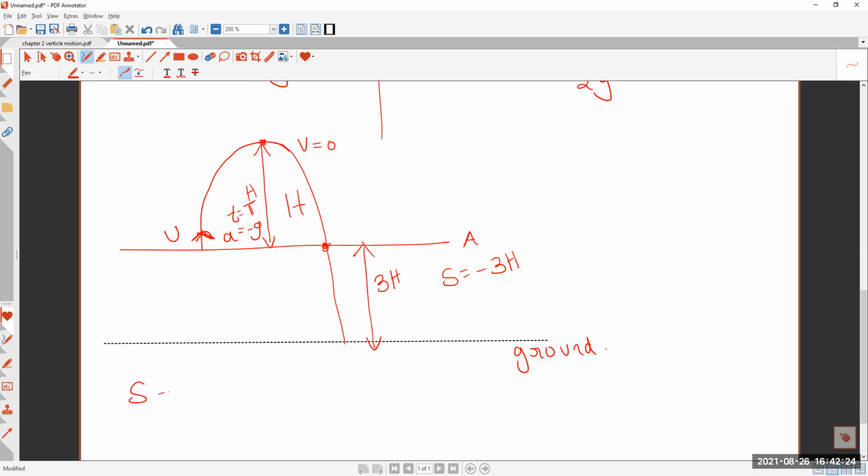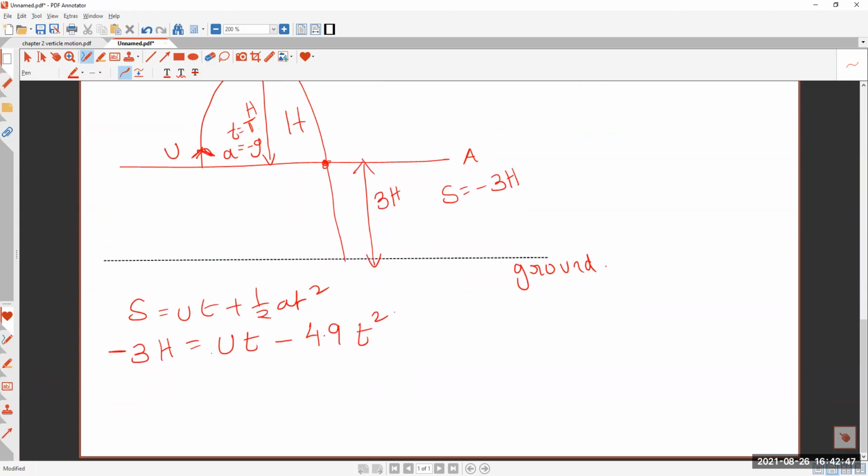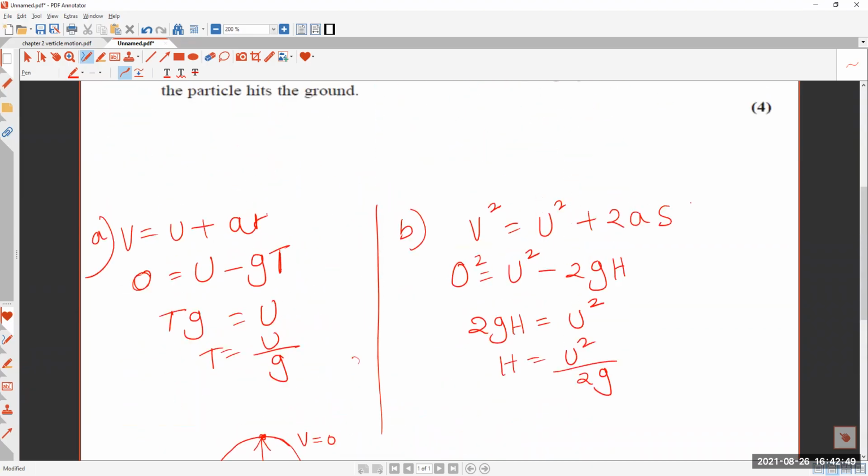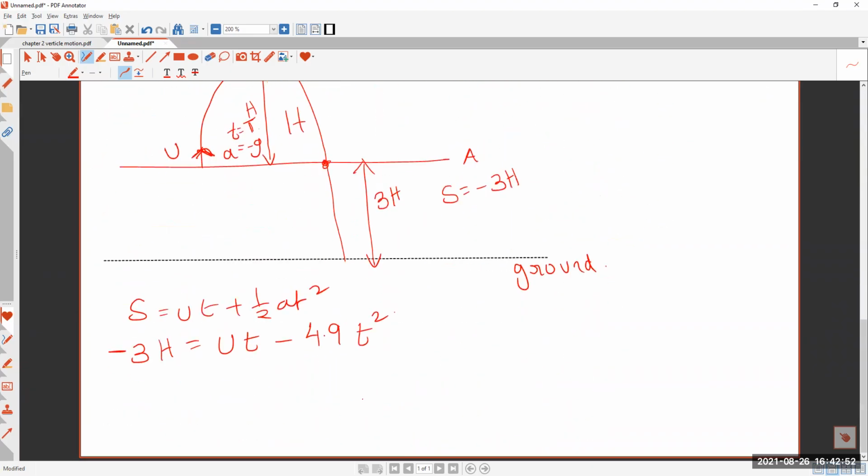Can I use s equals ut plus half a t square? What is the total journey? Minus 3h. Here, instead of ut, I'll write ut minus half into 9.8, which is 4.9, t square. Okay, 4.9 t square. What is my t, by the way? t is u by g. We'll see that later.